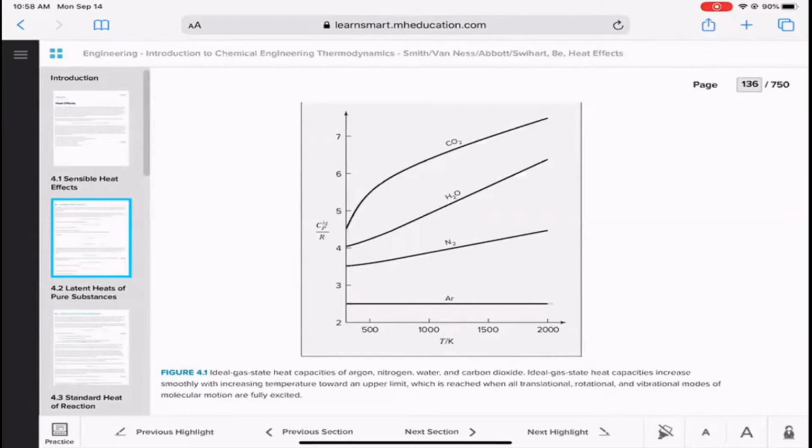Then you have triatomic molecules like CO2 and water, where we just said on the previous slide that CP should be equal to about 9 halves times R, or CP over R equal to 4.5. CO2 starts at 4.5 at really low temperatures, then deviates from that very quickly. And then water, interestingly, starts at a value below 4.5, and then also increases with the temperature.